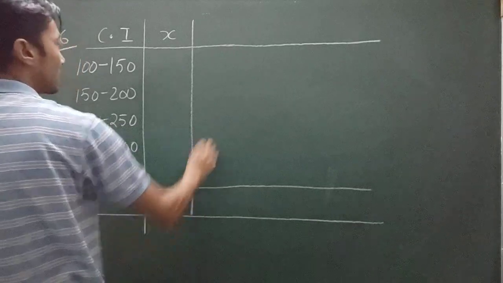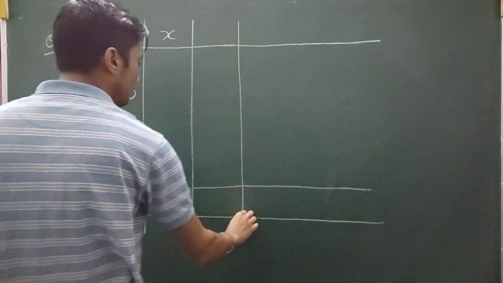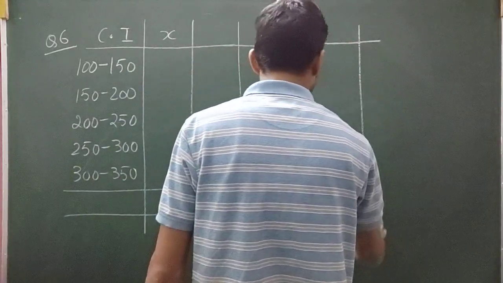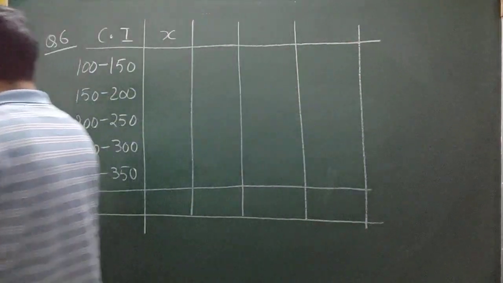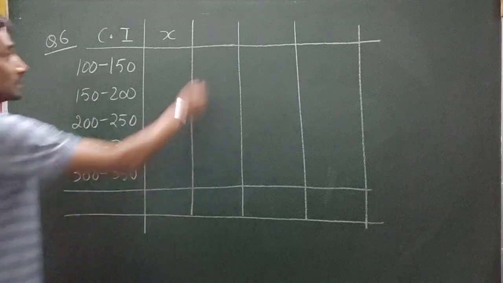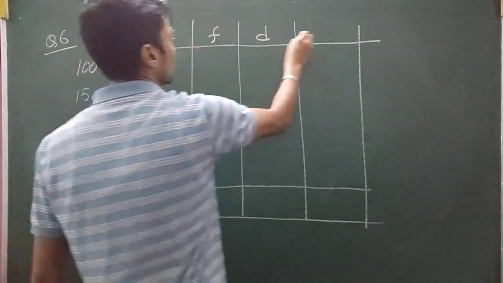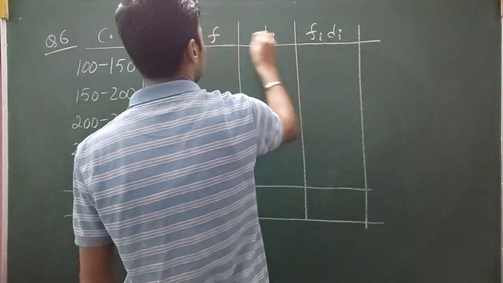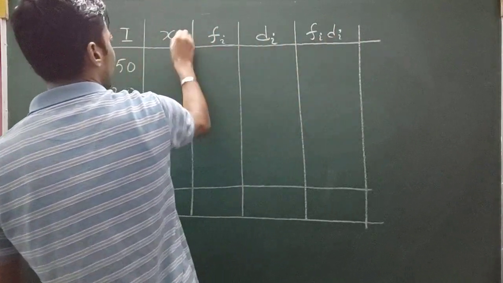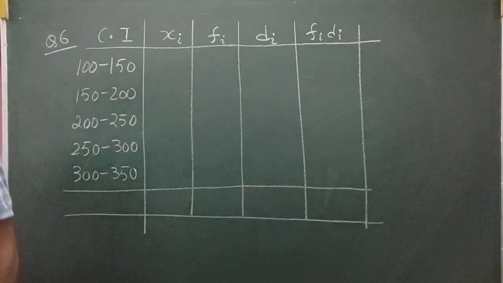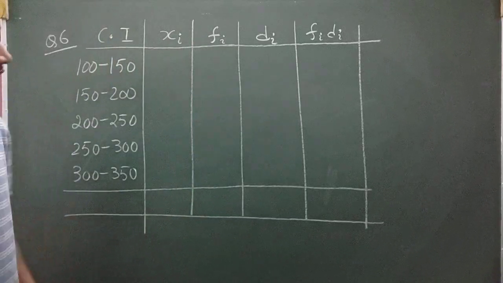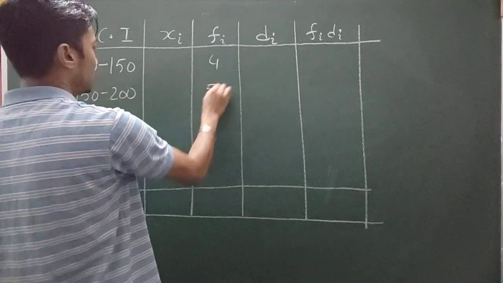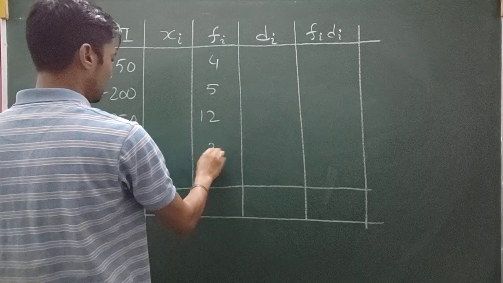Alright, so now we're going to just skip the detailed part. Now we'll just directly start doing using the tricks or the tips that I gave you. Before that, I'll just write f and x i, because some might say that this guy is not writing them. So I'll just write it down. The frequencies are 4, 5, 12, 2, 2.